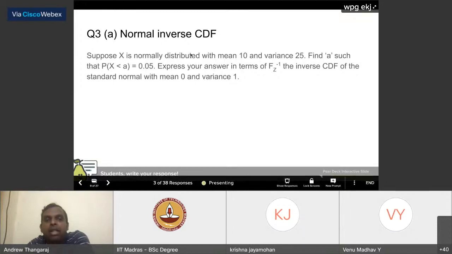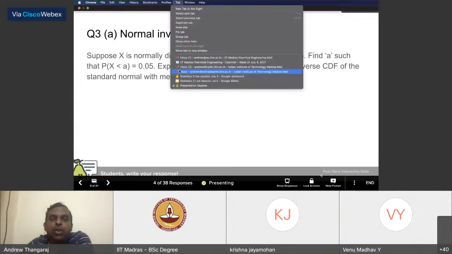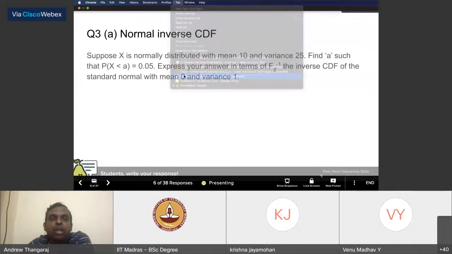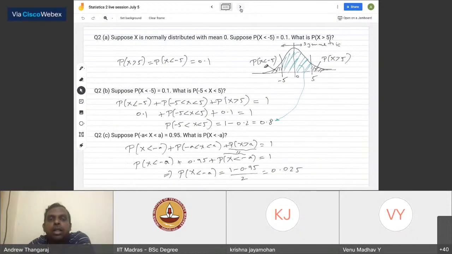So I have a normally distributed random variable with mean 10 and variance 25. I want you to find a such that probability of x less than a is 0.05. Now you can express your answer in terms of F inverse. You don't need to exactly find it. But in the meantime, let me quickly show you the solutions for Q2. I've written up some solutions. If I can go to the next page, yeah, there you go.